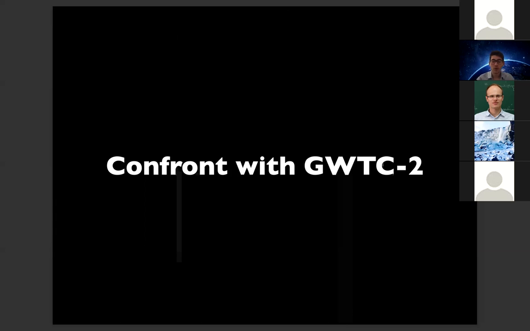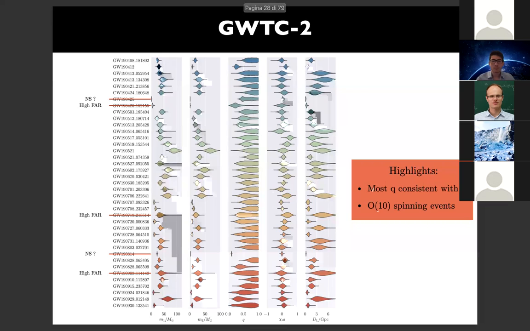Okay, so I will go on. As you know, recently the second catalog of gravitational waves has been released by the LIGO Virgo collaboration. And the most important highlights of this catalog were that almost all the events have been found to have a mass ratio posterior which is compatible with unity, and also that almost 10 spinning events were found in the catalog with a chi effective posterior which is actually displaced from zero.